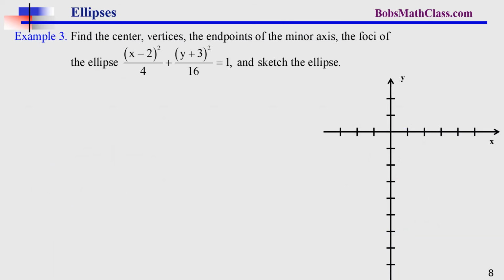Okay, here's our first ellipse where the center is not at the origin. We're going to do the same thing: center, vertices, endpoints, foci, and then sketch the ellipse. Okay, this is in standard form. What is our center? Very similar to the circles, right? (2, -3).